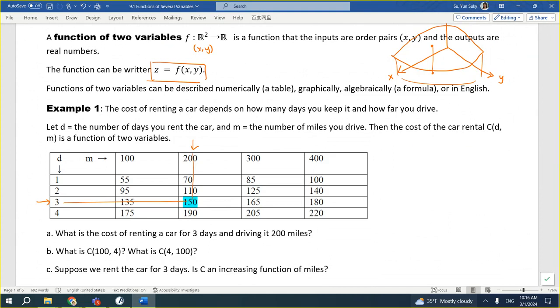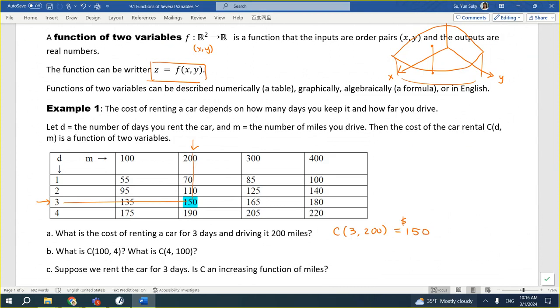Right, everybody? So you can write this as the cost, where we do the days first. The cost of 3 days and 200 miles equals $150. Let's say, if it's dollars, the unit.